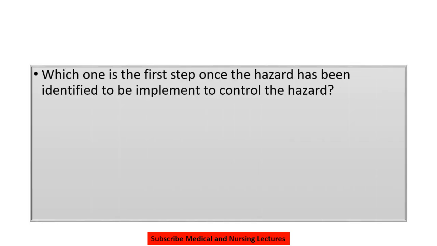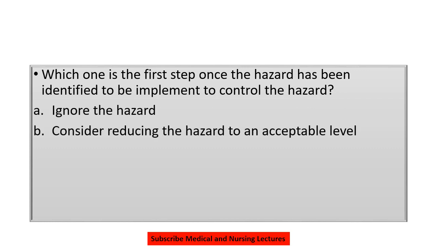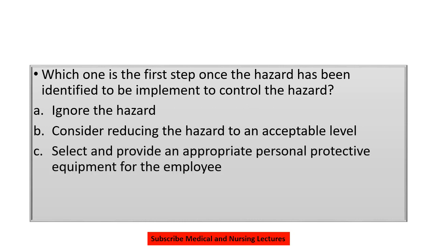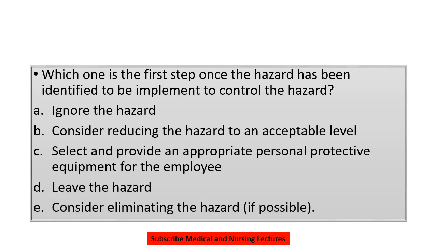Which one is the first step once the hazard has been identified to be implemented to control the hazard? Ignore the hazard, consider reducing the hazard to an acceptable level, select and provide appropriate personal protective equipment for the employee, leave the hazard, consider eliminating the hazard if possible. So here the correct option is option C, select and provide appropriate personal protective equipment for the employee, because the hospital environment is full of hazards. So we can control all the hazards by applying personal protective equipment, which includes your head cap, your goggles, your face mask, gloves, and all these things.